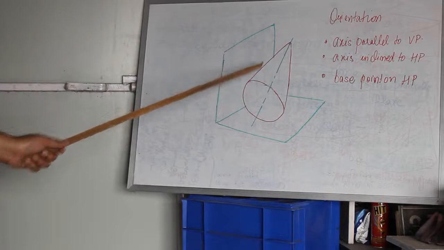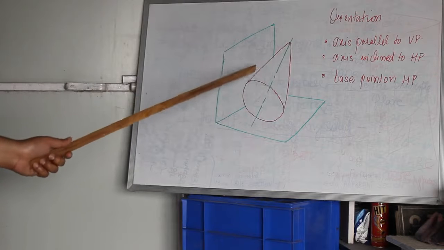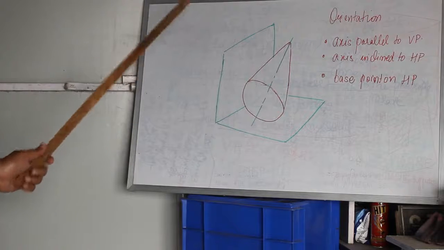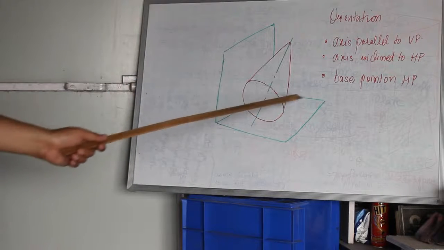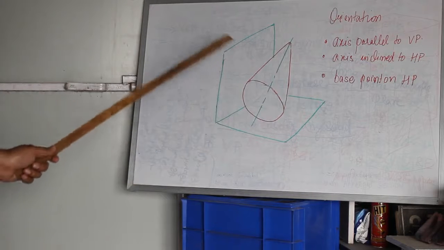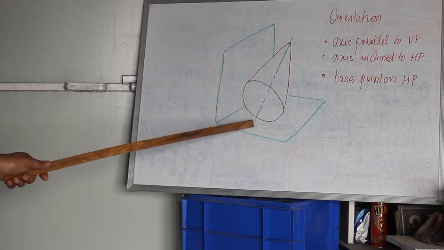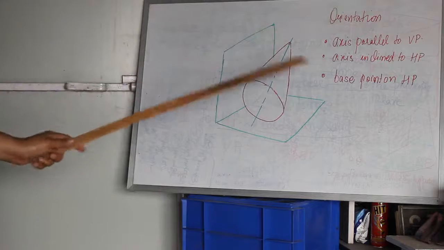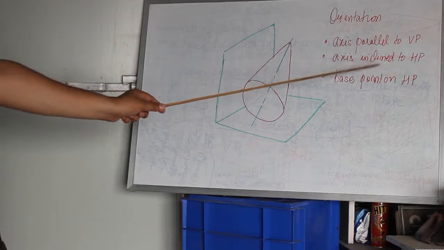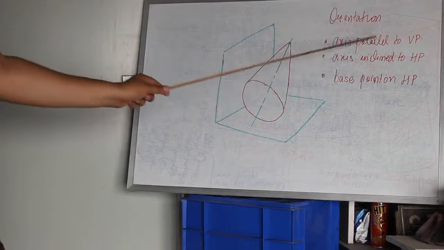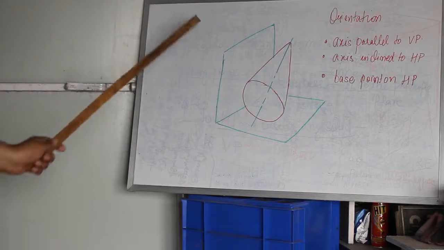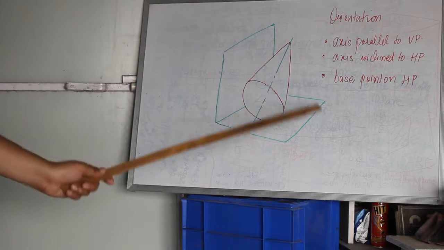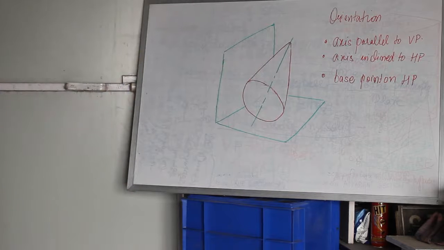As you all know, in this type of orientation, when you have a solid whose axis is less than 90 degrees to HP, you have to solve this question in two phases. In phase 1, you will assume that the axis is perpendicular to HP and parallel to VP, and in the second phase you will take the axis which is inclined to HP and parallel to VP. So phase 1 would be very simple: the axis will be perpendicular to HP and parallel to VP. In phase 2, axis inclined to HP and parallel to VP.